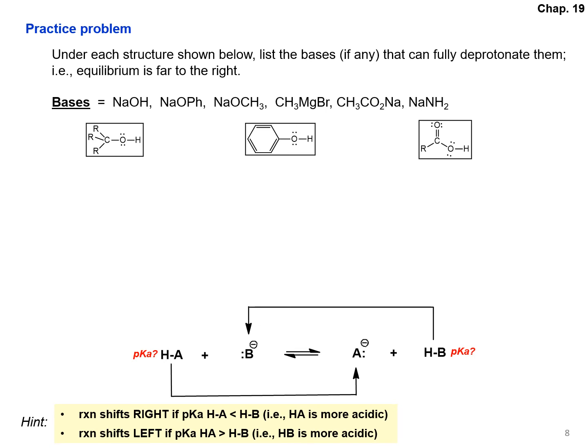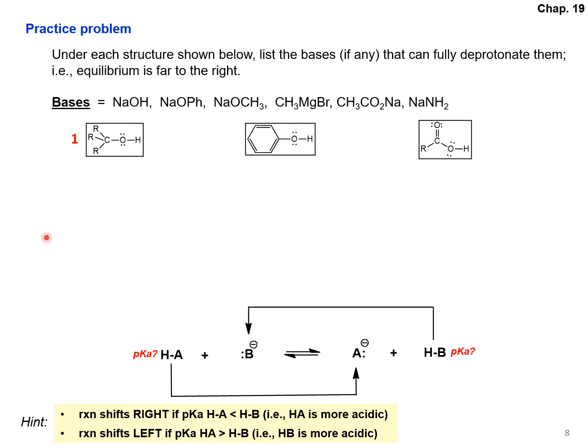Let's use what we've discussed so far about the relative acidities of alcohols, phenols, and carboxylic acids to answer the practice problem on this page. You're asked to list under each structure below the bases, these are all the bases here, that can fully deprotonate each of these molecules, that is, shift the equilibrium far to the right. How can you approach a problem like this? Let's start with the alcohol. I'll start you off and then you can complete the problem on your own.